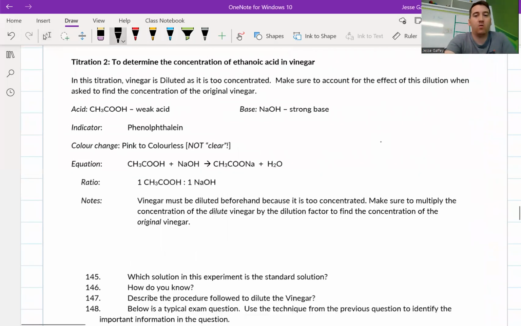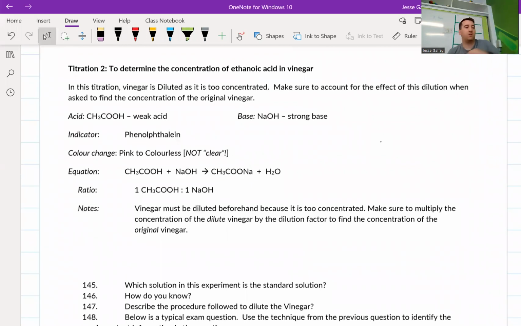In this video, we're going to do a walkthrough of some typical questions about titration number 2 on the course. Now, in this titration, you were trying to figure out the concentration of ethanoic acid in vinegar. The acid is in vinegar, and we're trying to find its concentration. Therefore, it must be unknown. So that's the important thing to notice.